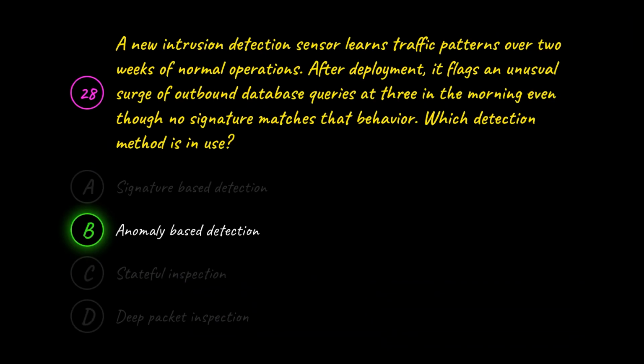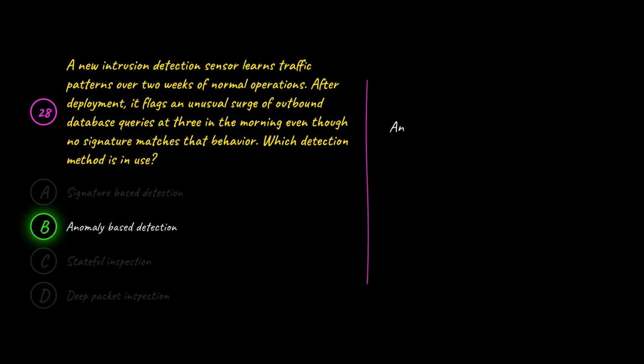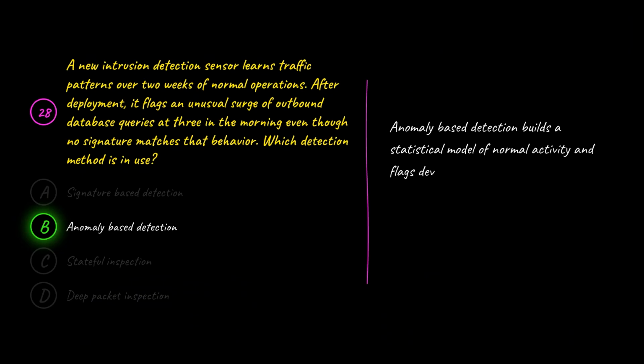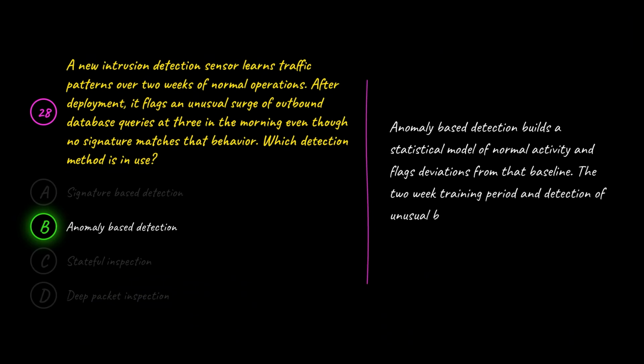The correct answer is B. Anomaly-based detection. B is correct because anomaly-based detection builds a statistical model of normal activity and flags deviations from that baseline. The 2-week training period and detection of unusual behavior without a signature match describe this method precisely.